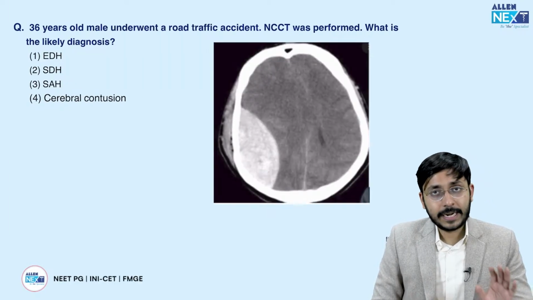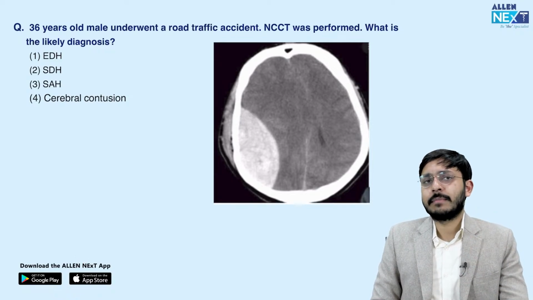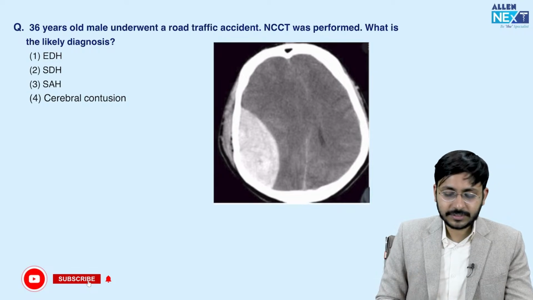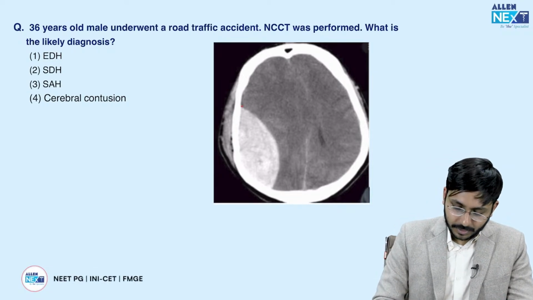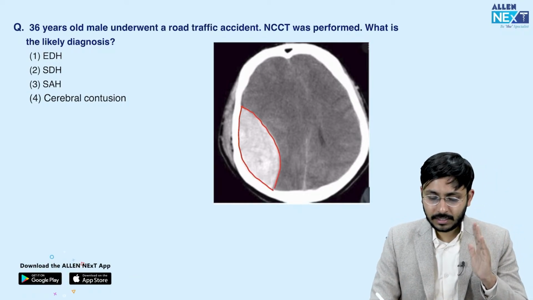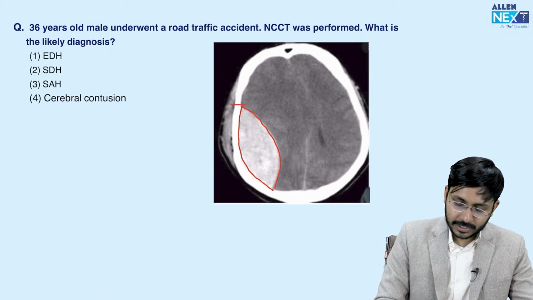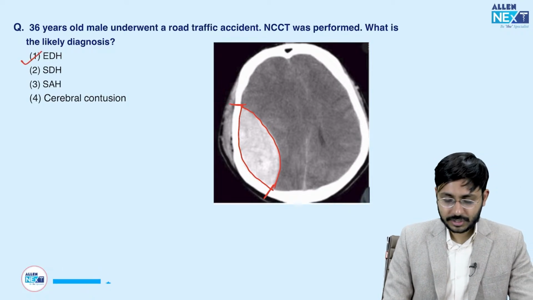Now, head trauma is one topic that is very important for FMG exams. So a 36-year-old male underwent an RTA, an NCCT is performed. What is the diagnosis? I think the answer is pretty clear. We have this biconvex bleed in the right frontoparietal convexity, and it is not crossing the suture. So you have one suture here, you have one suture here, and it's not crossing it. So it is an EDH.